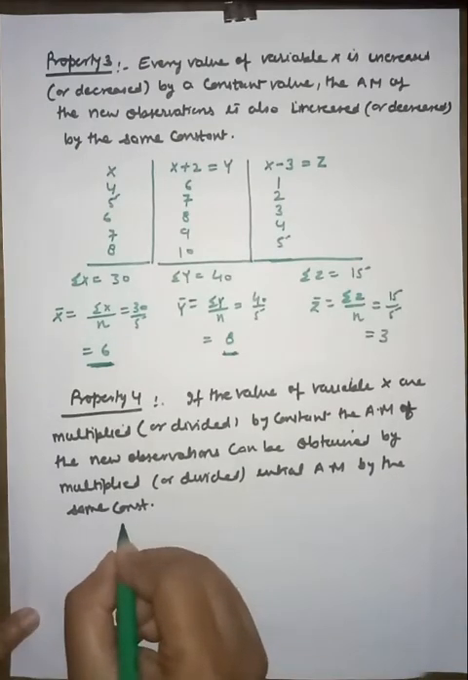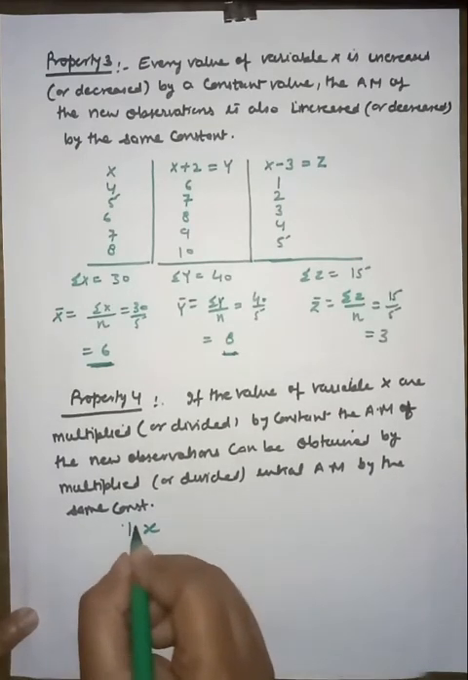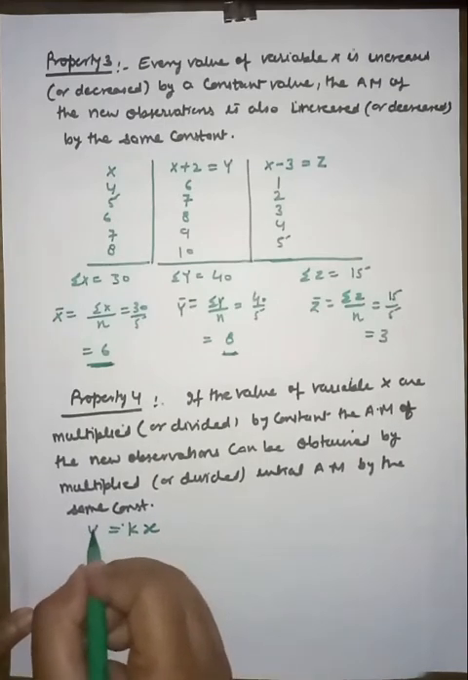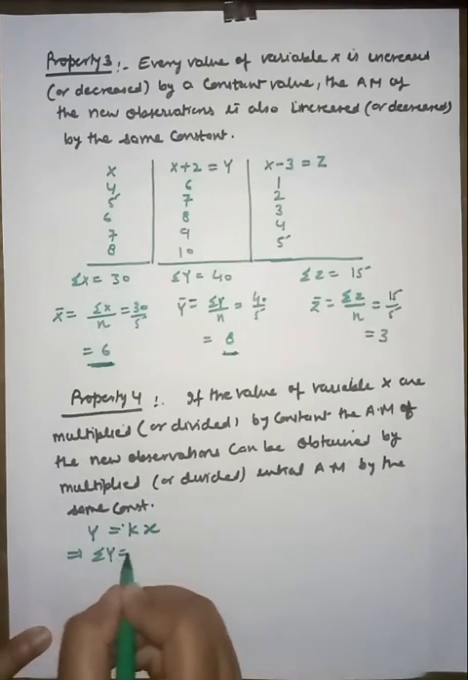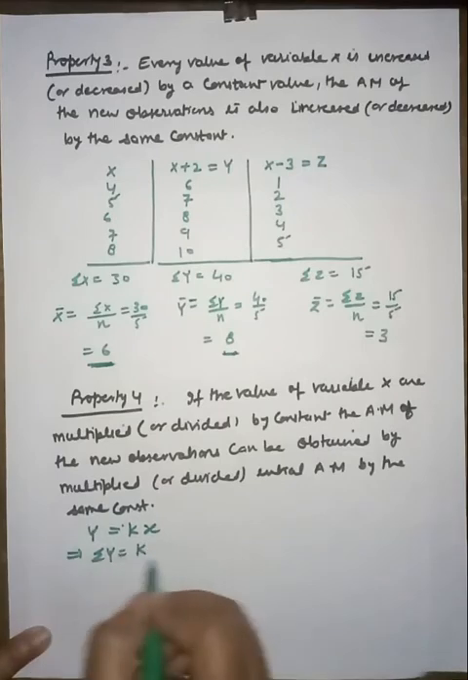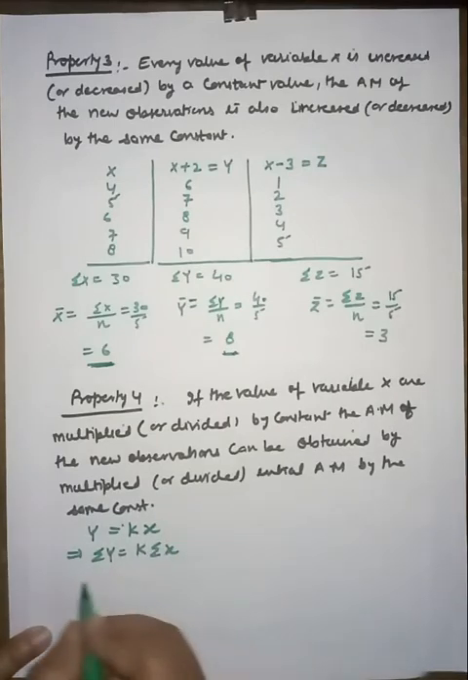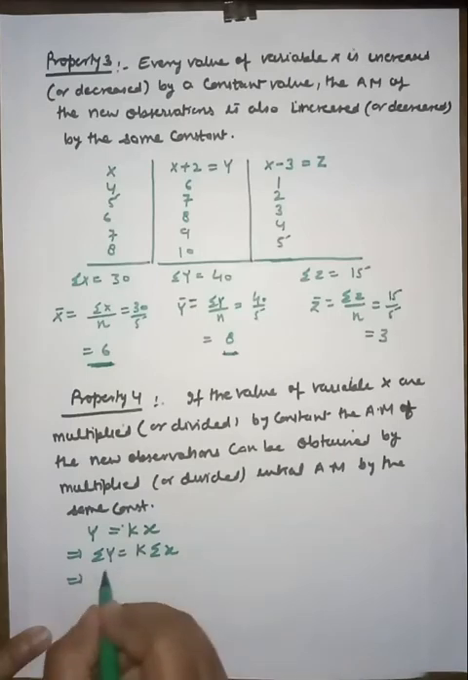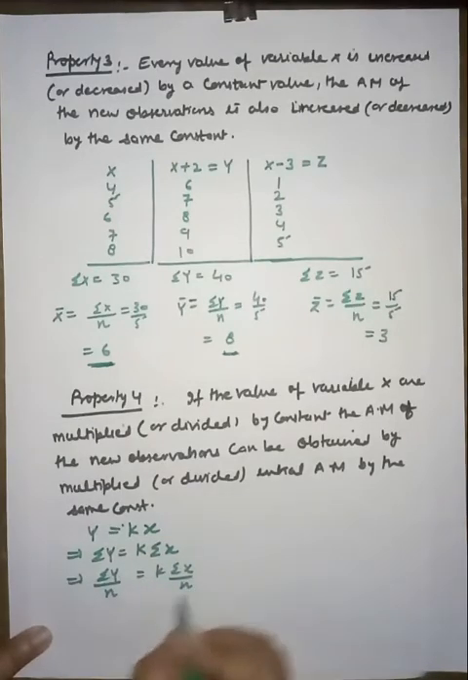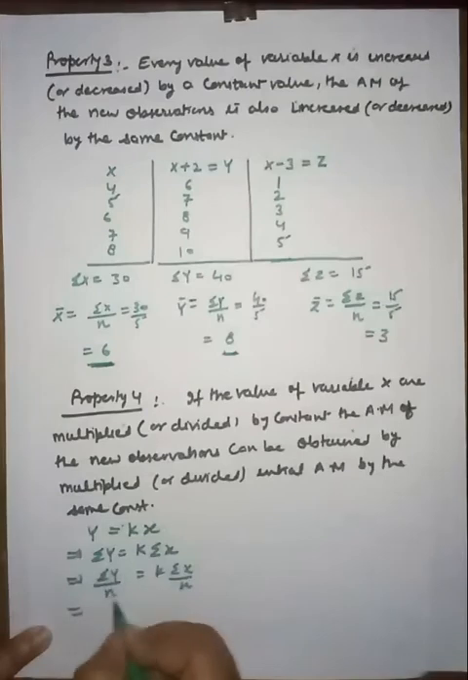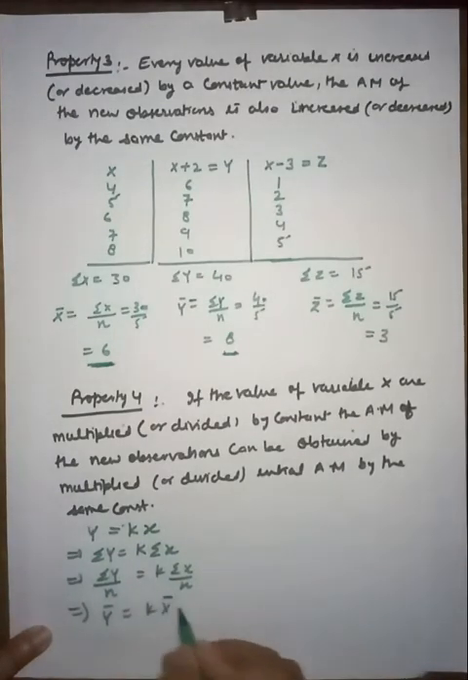So you see friend, suppose I have taken a variable x which is multiplied by k, and call this y. Now if we take summation on both sides, I get summation of y equal to k times summation of x, because k is constant. Now divide both sides by n, so summation of y upon n equals k times summation of x upon n. So this value is shown by y bar and this value by x bar.